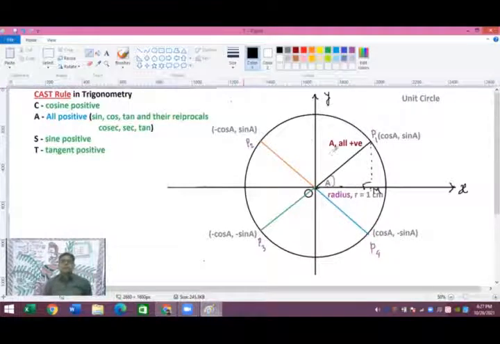That means we saw A in the first quadrant. A means all positive, meaning all trigonometric ratios values are positive in the first quadrant. Now let's check in the second quadrant what happens.